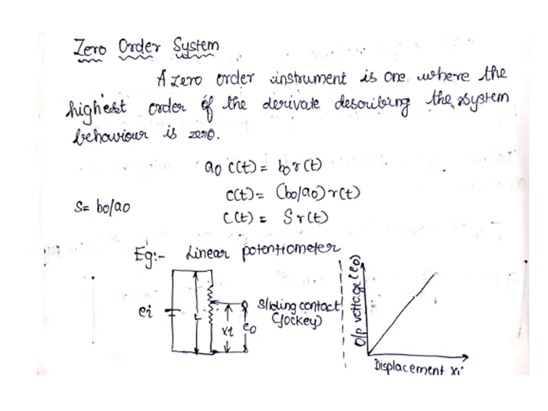Then a naught c of t equal to b naught r of t, so c of t equal to b naught by a naught r of t, and this is called the static sensitivity s equal to b naught by a naught, so c of t equal to s into r of t. The example is a linear potentiometer, and this is an important 2-mark question, so please make a note.